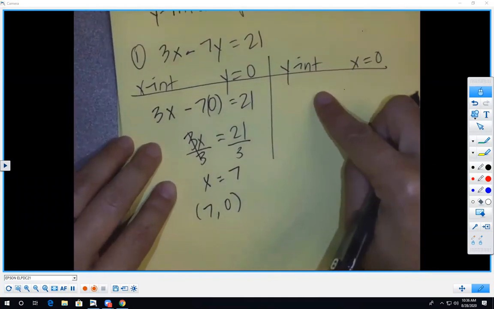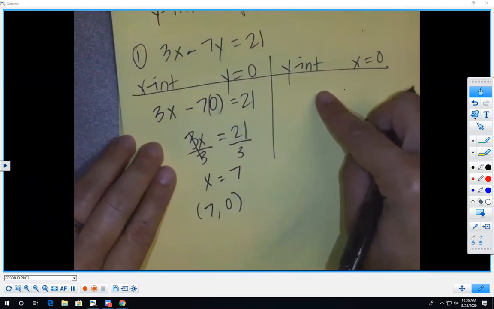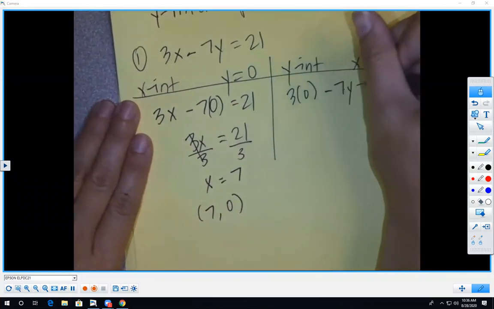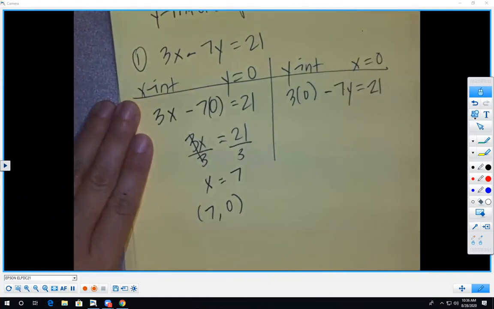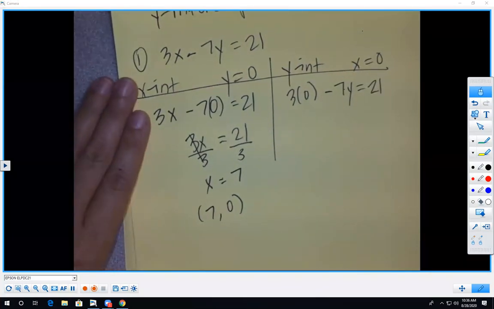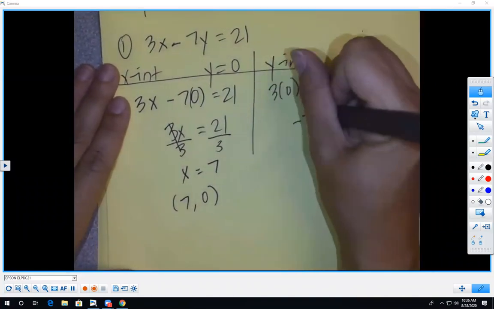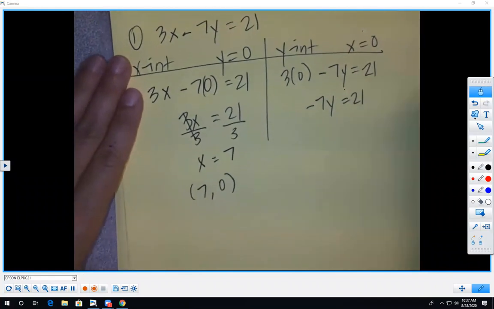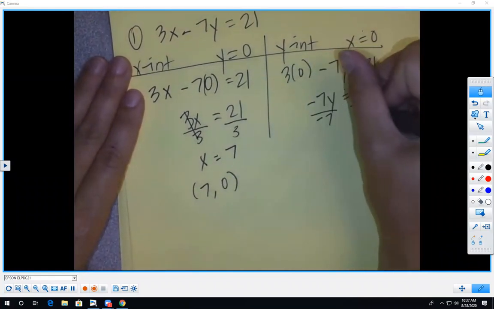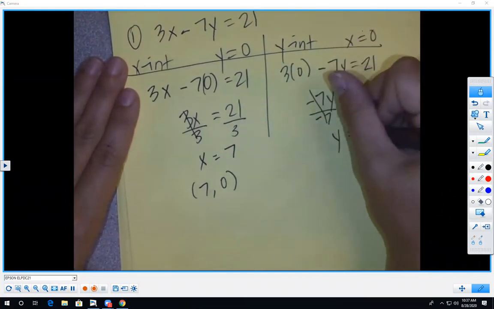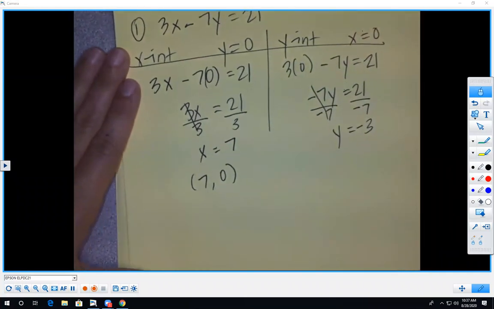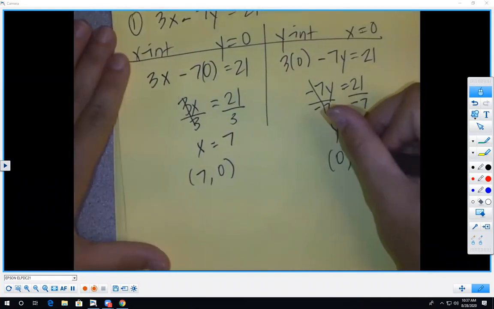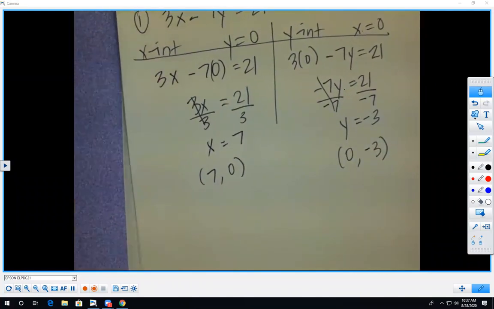Do the same thing, but this time plug in 0 for x. So 3 times 0 minus 7 times y equals 21. 3 times 0 is 0, so it's just going to be negative 7y equals 21. Divide both sides by negative 7. And I get y equals negative 3. That's not your answer. It's an ordered pair. 0 comma negative 3.